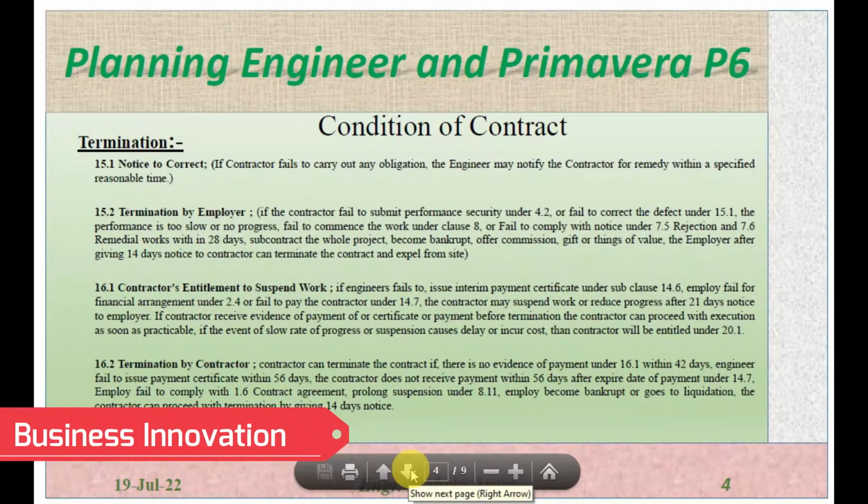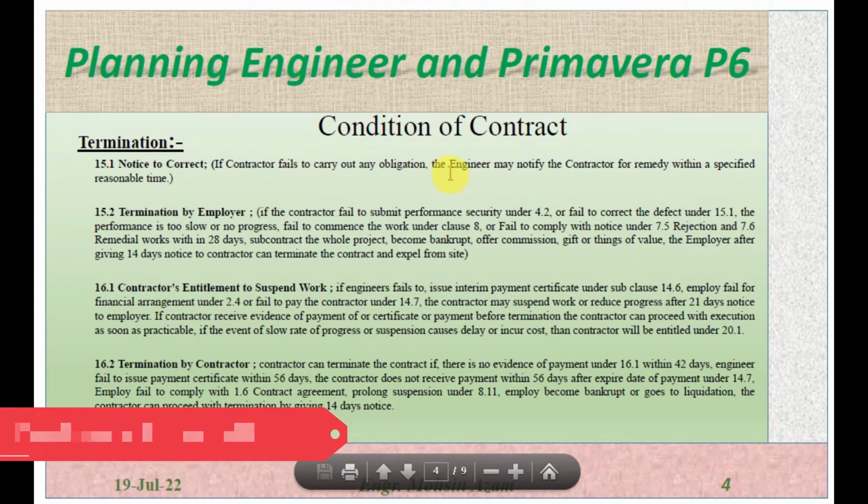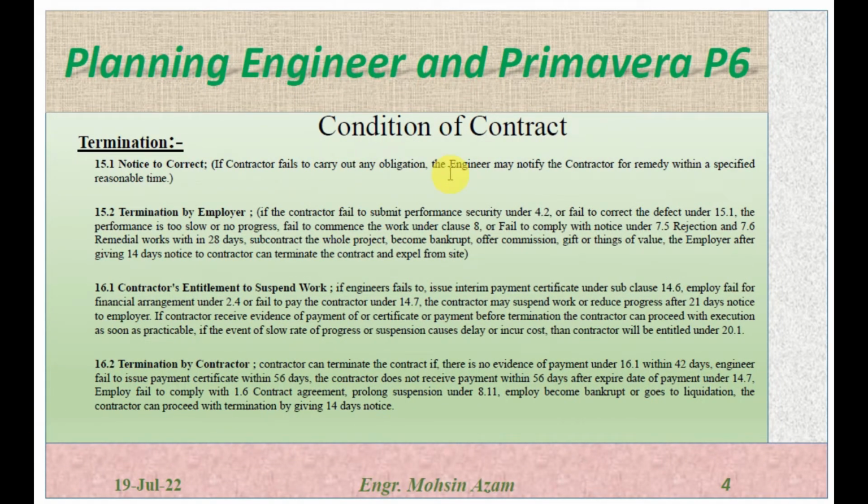Okay, next is termination. Termination 15.1, notice to correct. If the contractor fails to carry out any obligation, the engineer may notify the contractor to remedy it within a specific reasonable time. So if there is any defect in the project or in a part of the project, the engineer can give notice to the contractor for the remedy of the defect within a reasonable time.